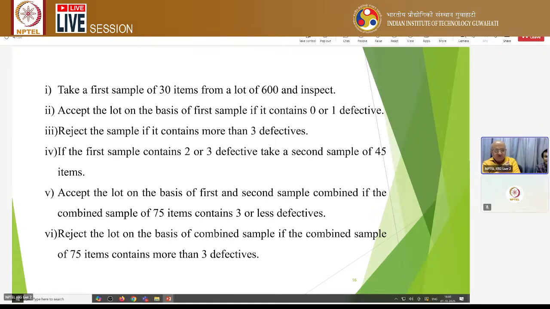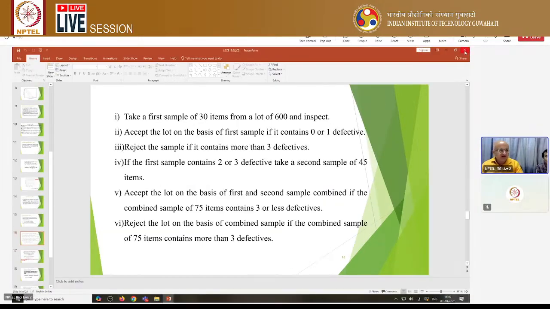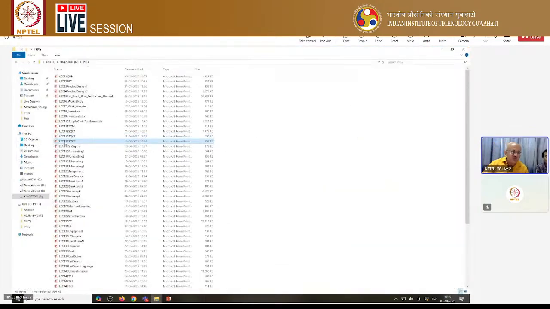Then you can say I will inspect another 45, and if 1 defective comes, then it is okay. Or if by chance you got 3 defectives in the first sample itself, then you can inspect again another 45 pieces, but then there should not be any defective. So like that, this method is there. And in acceptance sampling, we kept on doing that.